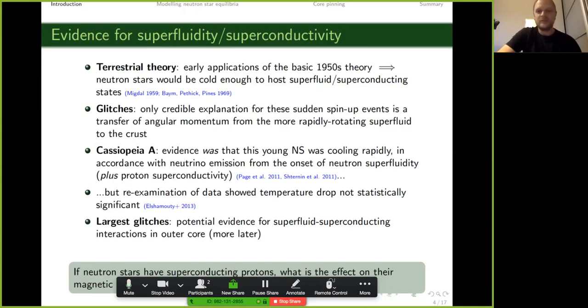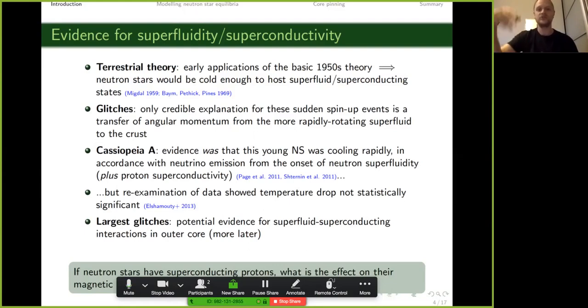There was apparently some evidence from the young neutron star in the center of the Cassiopeia A supernova remnant, which is something like 300 years old. Around 2011, we thought there was evidence that this neutron star was undergoing a really rapid phase of cooling, something like, I think, 10% cooling in a matter of years.